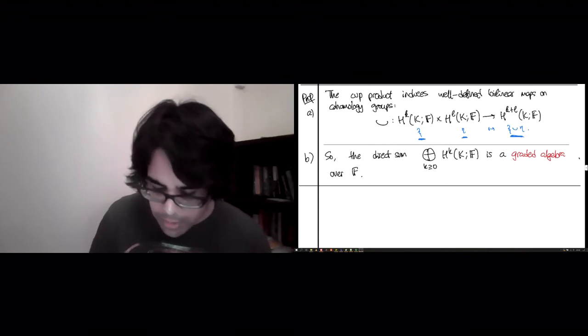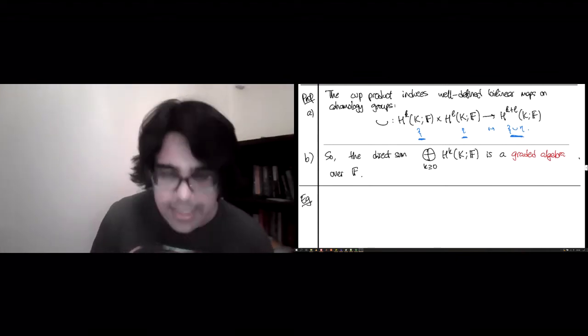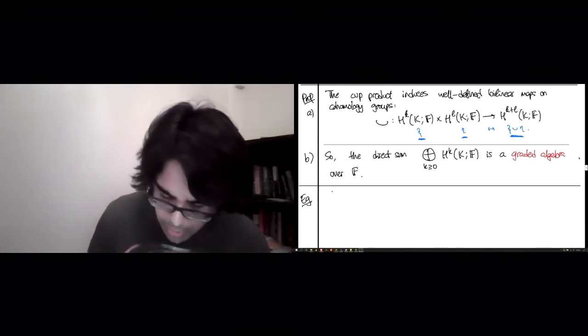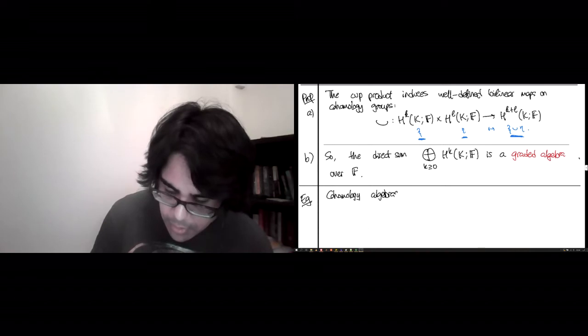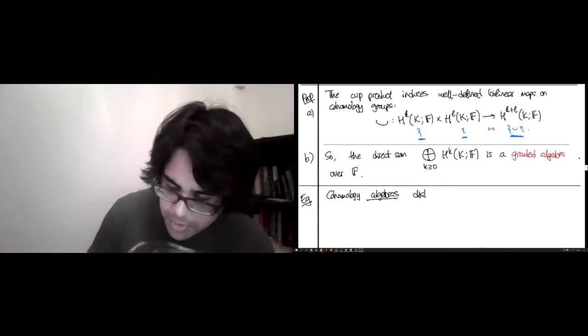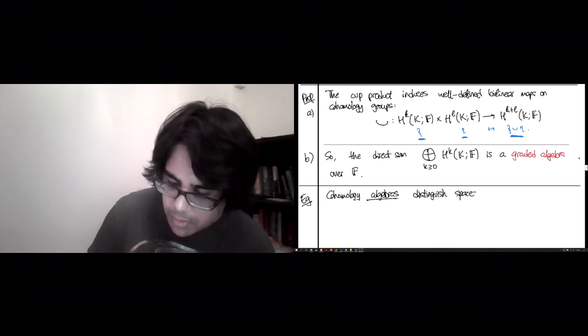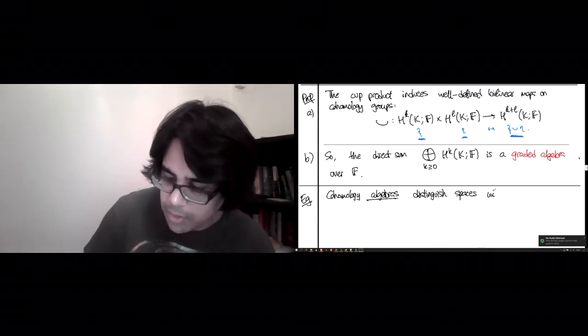So there's a standard example of the phenomenon of cohomology algebras distinguishing spaces with identical homology.